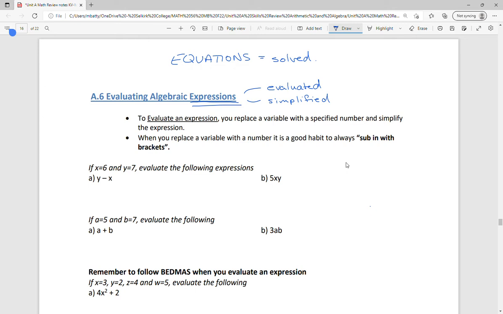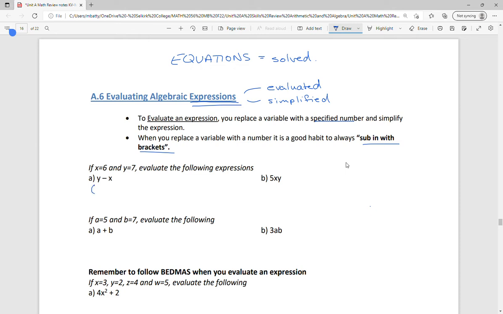To evaluate an expression, simply replace the variable with the specified number. So you're being given the values of the different variables. The key thing with this is to sub in with brackets. Subbing in with brackets often seems like an extra step, but as we've seen with exponents on positive and negative numbers, it absolutely can make all the difference in the value of these things. So we're going to do it right off the get-go here, trying to establish some good habits.